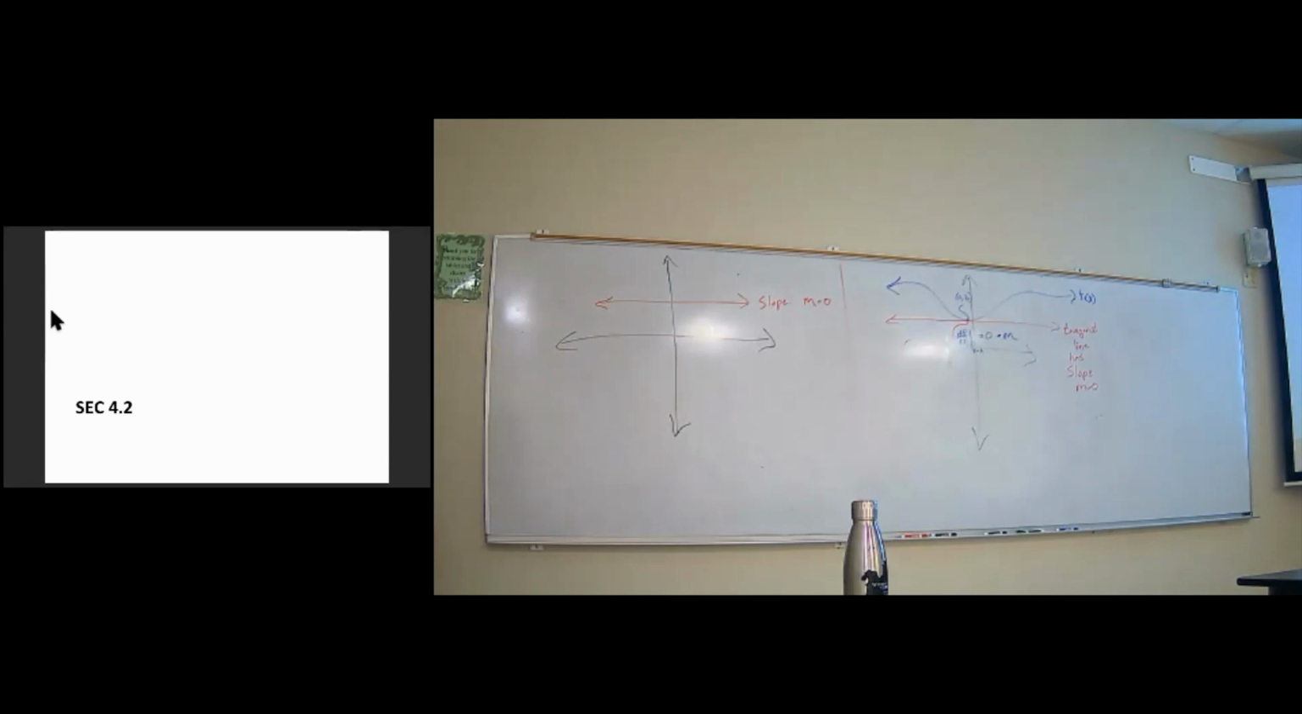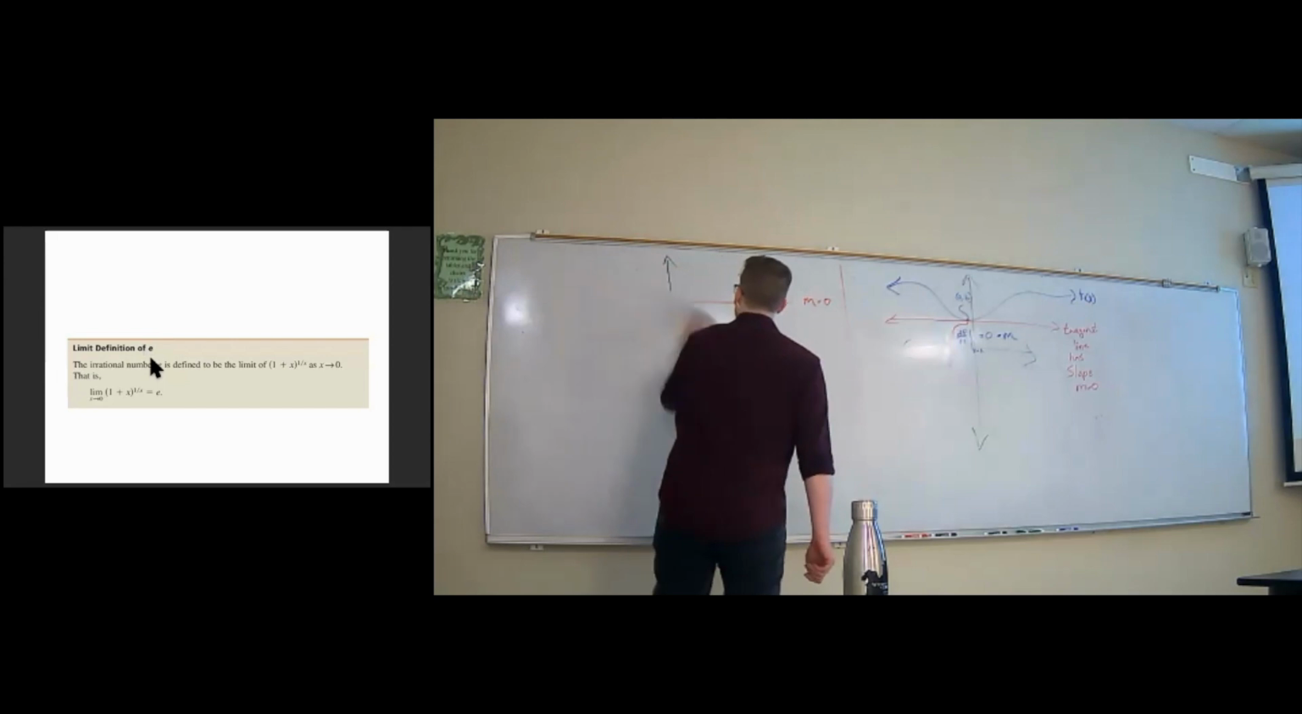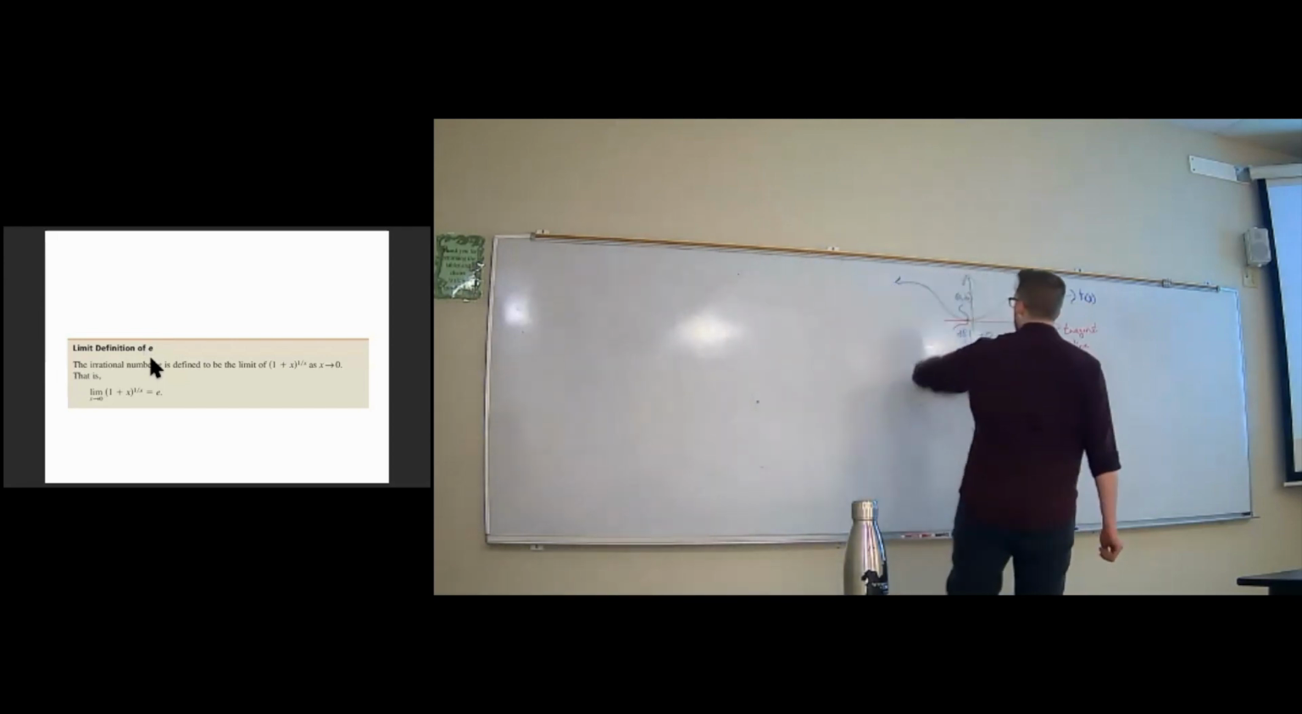Picking up where we just left off in section 4.2, we've got a new value. This thing's going to be called E. This thing, E, is going to be an irrational number. And there's actually two ways of writing it. Once I get this erased, I will show you all the other method of getting E.